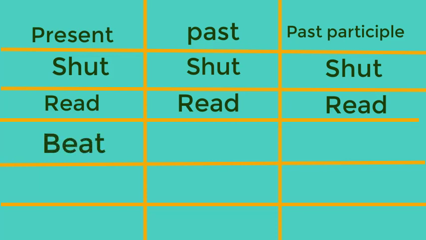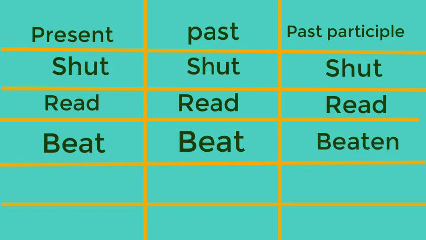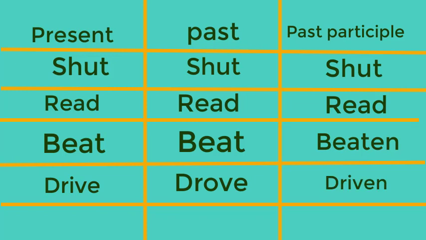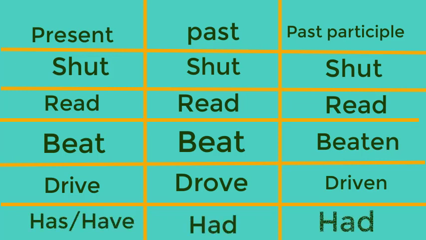The next, beat, beaten. Beat and beat for present and past, they have the same spelling and pronunciation. But for the past participle, look at here, it is beaten. Look at this one: drive, drove, driven. Three parts, they have different spelling and different pronunciation. The verb have and has, past and past participle, they are the same: had.